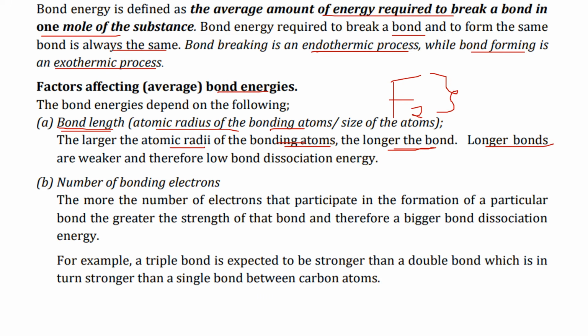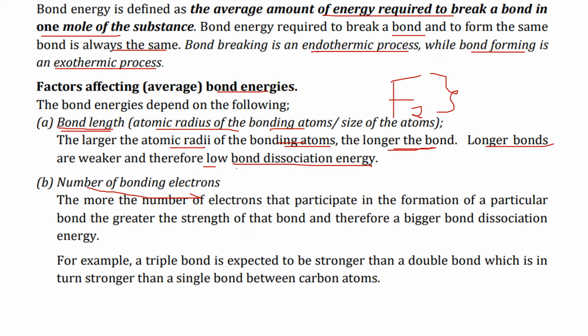And the longer the bonds, the weaker they become. And therefore, bond dissociation energy for such a diatomic molecule is going to be very low. So part B, we can also look at number of bonding electrons.